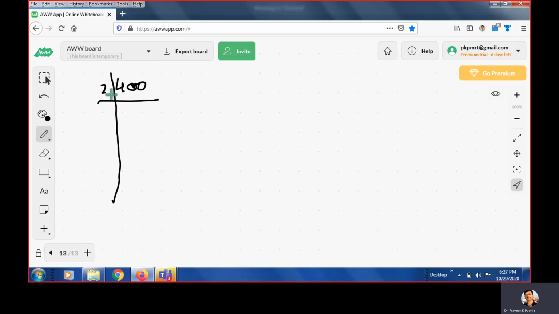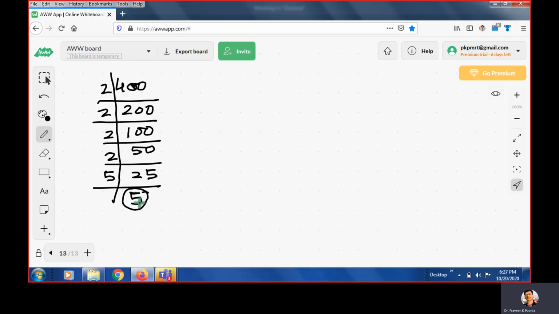So 400, how to find the prime factors? Look, first divide by 2. How much you will get? 200. Again divide by 2. How much you will get? 100. Divide by 2 again. How much you will get? 50. Divide by 2 again. How much you will get? 25. Now 5 is the last digit, so it will divide by 5 and 5.